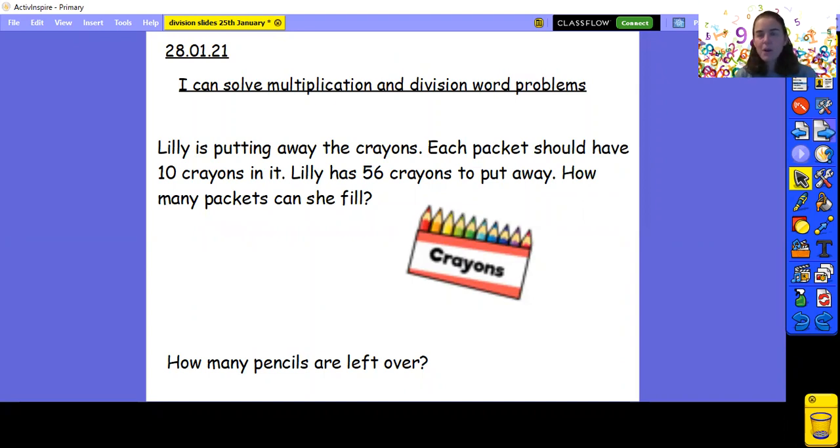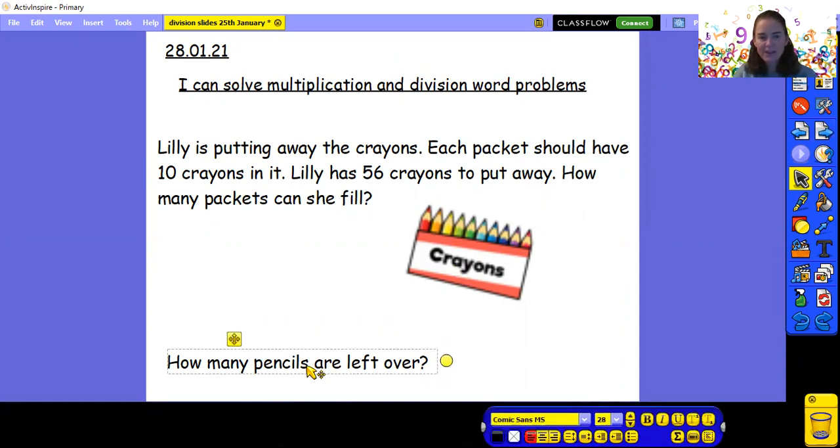So there is a word problem on the board, and it's in the planning as well. It says, Lily is putting away the crayons. Each packet should have 10 crayons in it. Lily has 56 crayons to put away. How many packets can she fill? How many crayons are left over? So pop me on pause and have a go at solving that problem. I'm just going to change my pencils for crayons. So I shall see you in a minute.